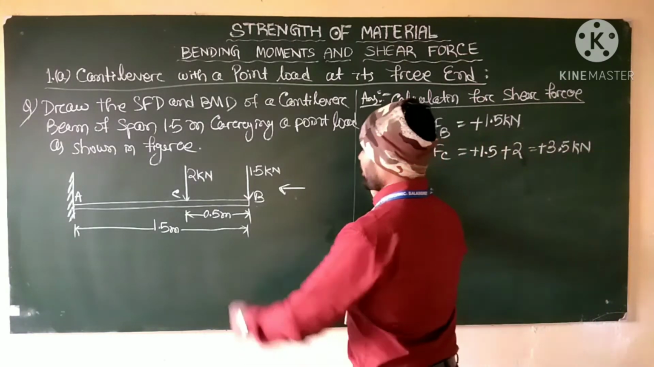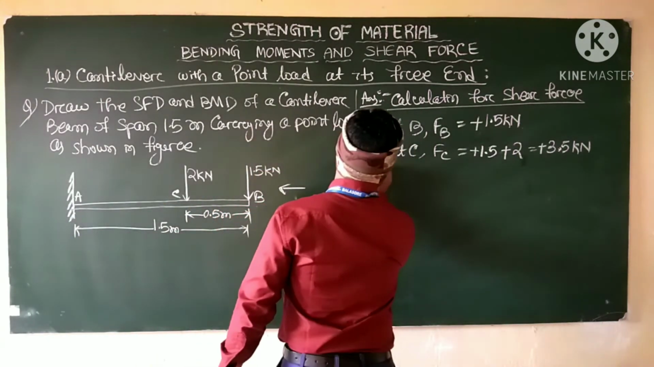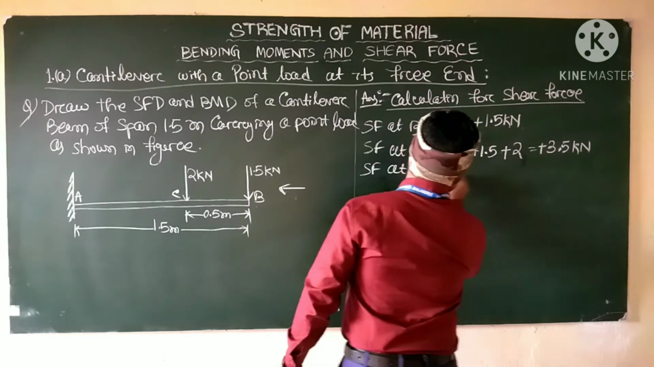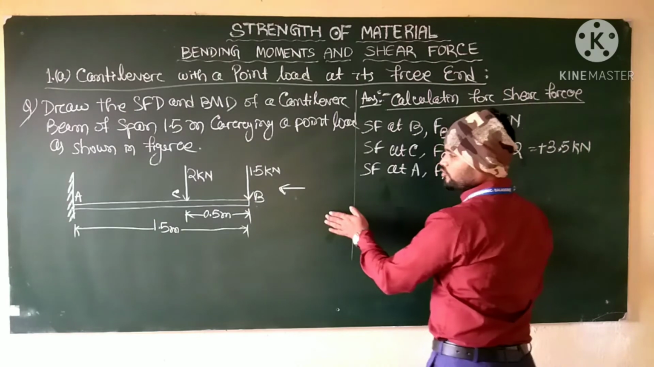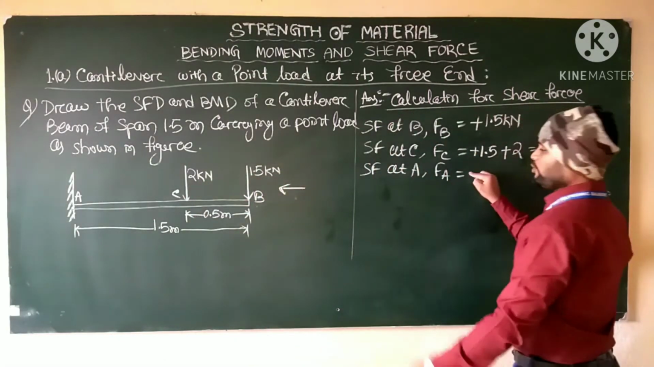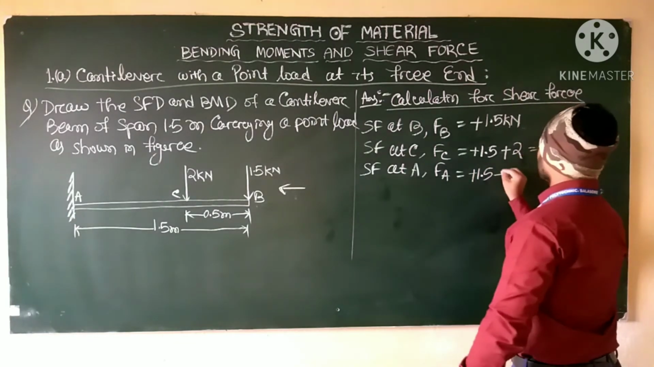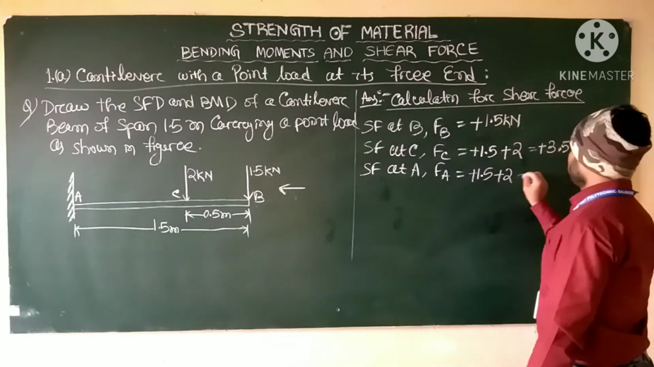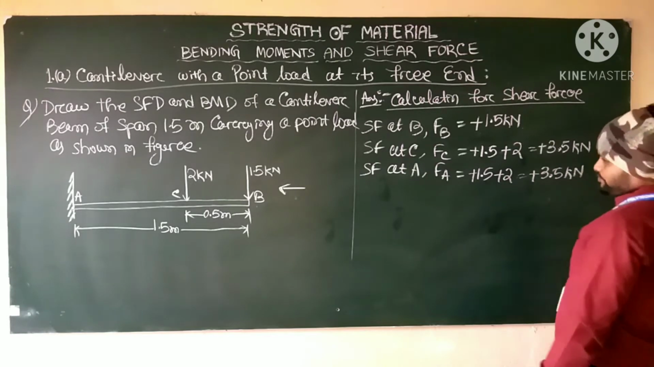Next, at point A, after B, next C, next A. So shear force at A, that is FA equal to, if we want to reach the point A, we have to overcome B point, then C point. B point is load, how much? Plus 1.5. C point is load, how much? Plus 2. There will be no load at A. So that is plus 3.5 kilonewton.